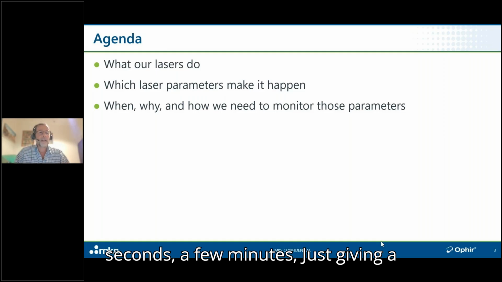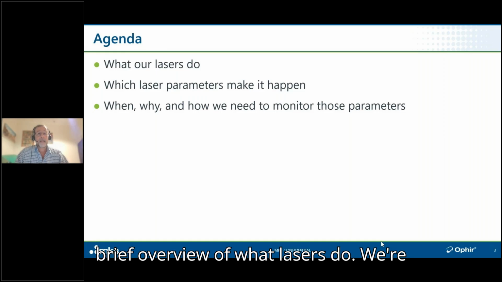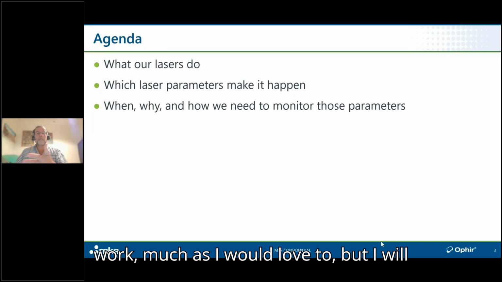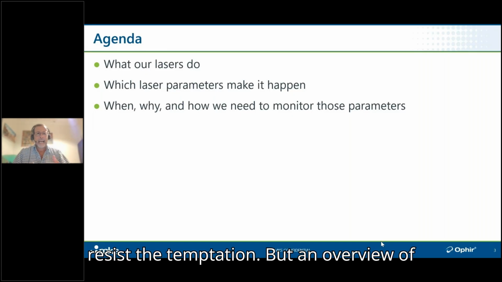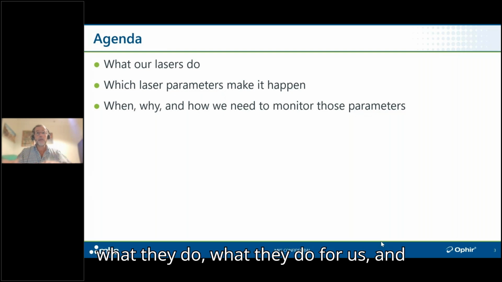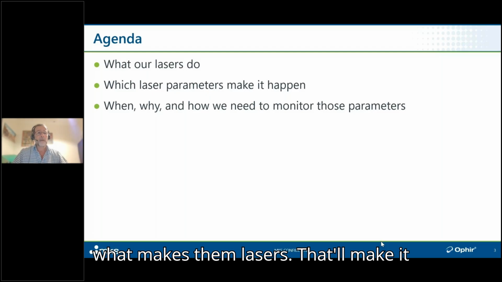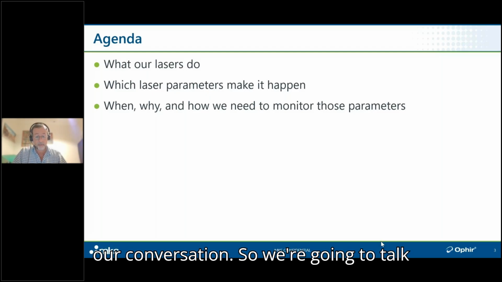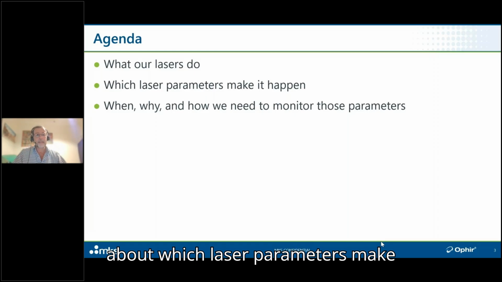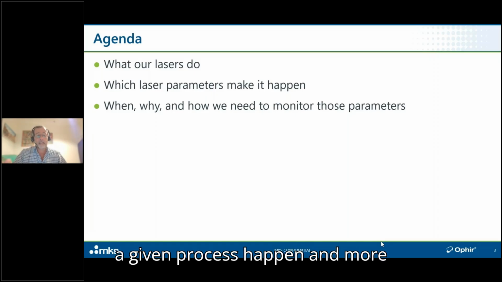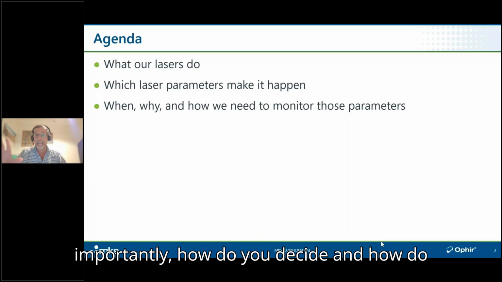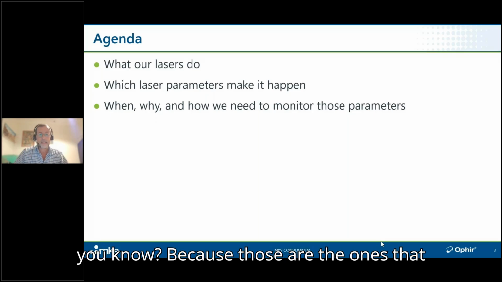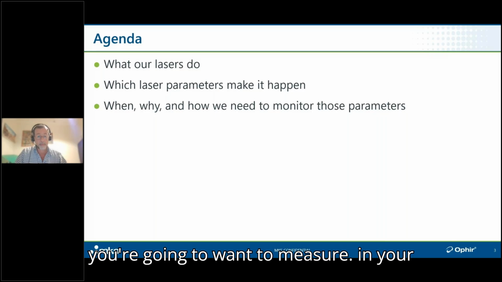We're going to talk about which laser parameters make a given process happen, and more importantly, how do you decide and how do you know? Because those are the ones that you're going to want to measure in your particular situation. Then we'll talk about when, why, and how we need to monitor those. And we're going to explain what the basic parameters each mean. You'd be surprised at how often just that preempts and prevents a lot of potential problems.